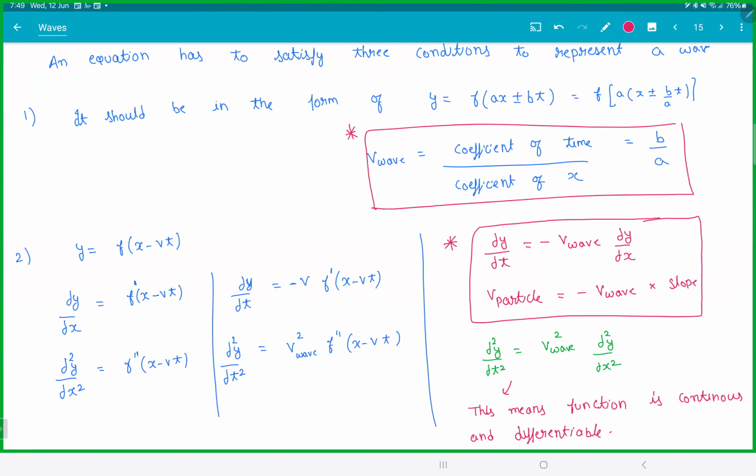Have a look at the points. That thing in the red box is quite important, a quite useful result: the correlation between particle speed and wave speed.